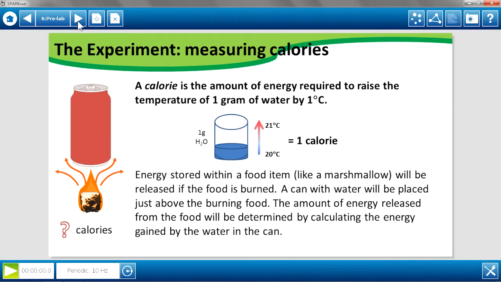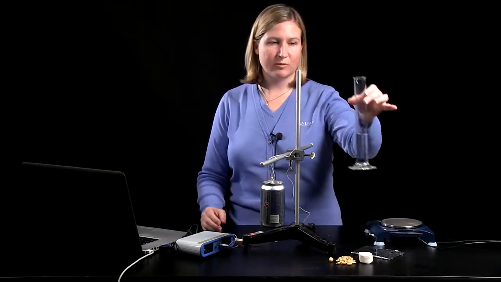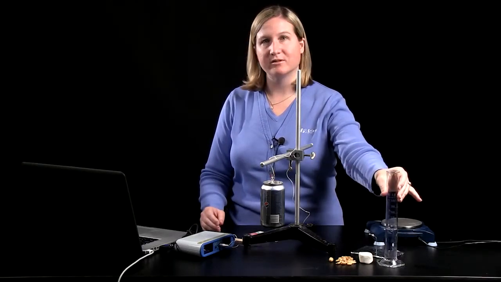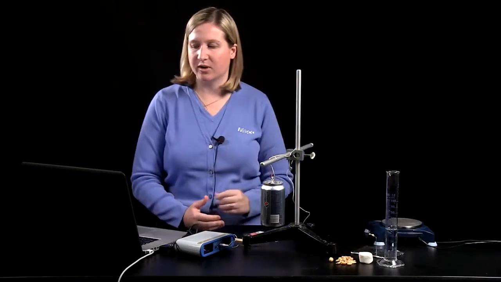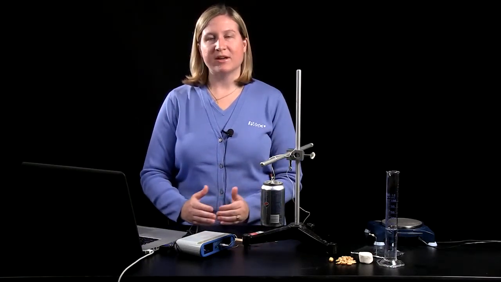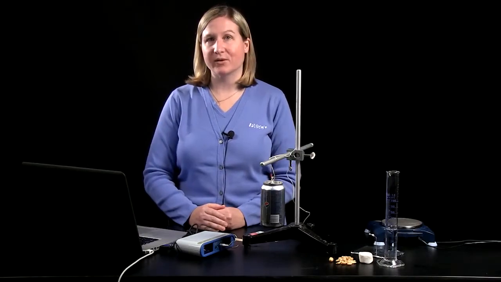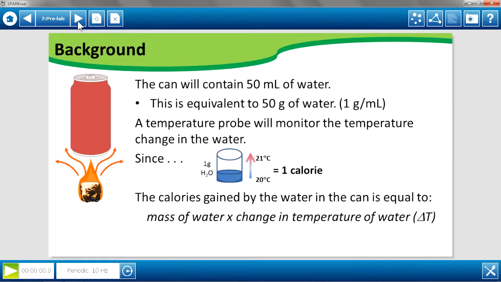Calorie is a standard unit of heat. It takes 1 calorie as the amount of energy to raise 1 gram of water by 1 degree Celsius. So if we put a known amount of water, in this case 50 milliliters, so you'll have students measure in a graduated cylinder 50 milliliters of water each time, which will be 50 grams of water. They can take that known amount of water, 50 grams, measure the amount of temperature change that occurs within the water, and multiply those values to get the number of total calories that were gained by the water.